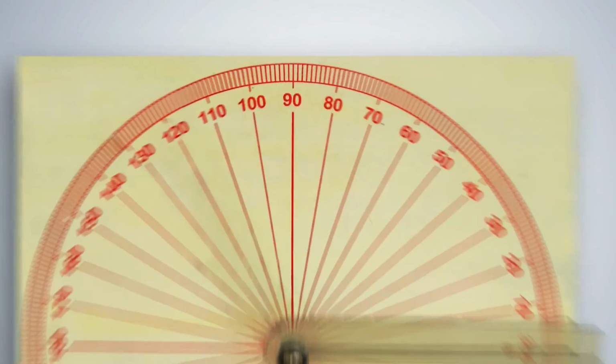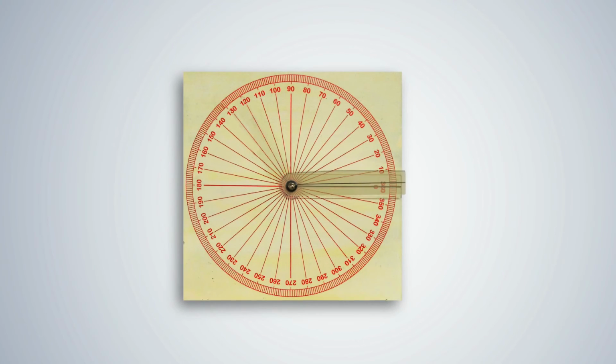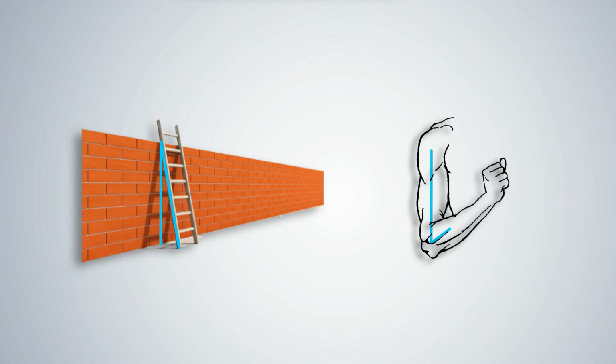On the protractor, when the second arm stops before 90 degrees, the angle is less than a right angle and is called an acute angle. Show the clock with time at 1 o'clock. Let students name some examples of acute angles around them.